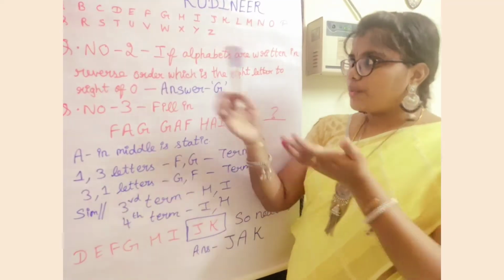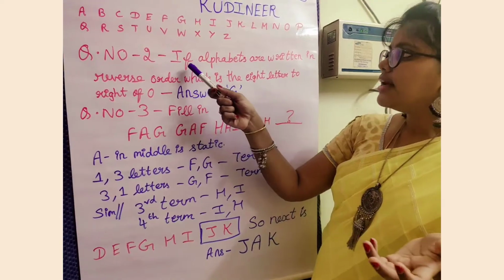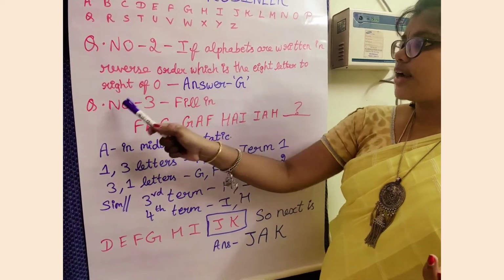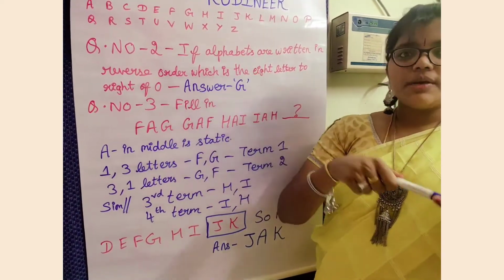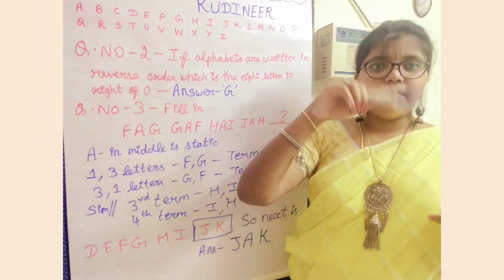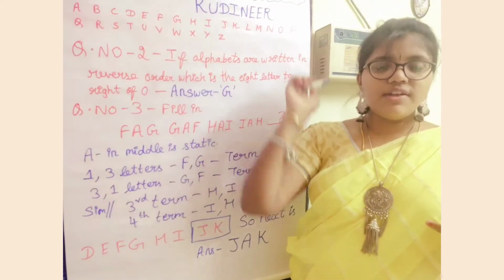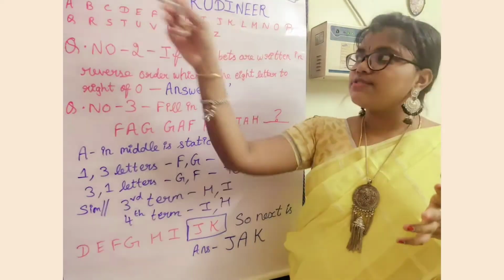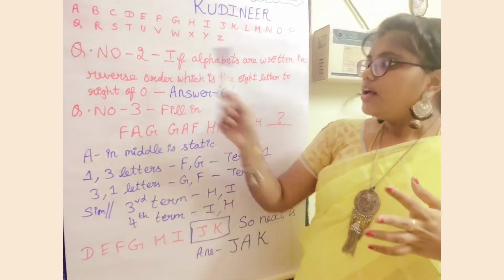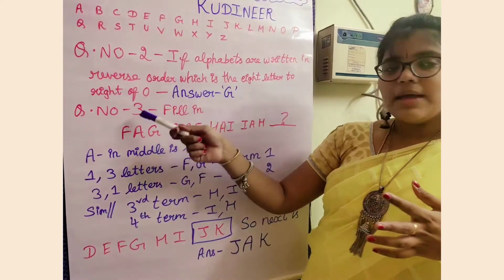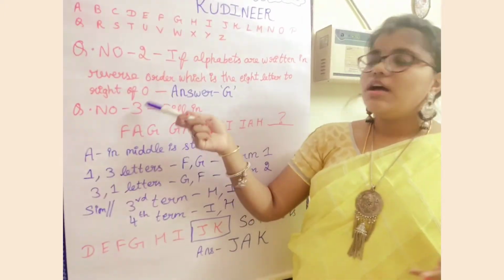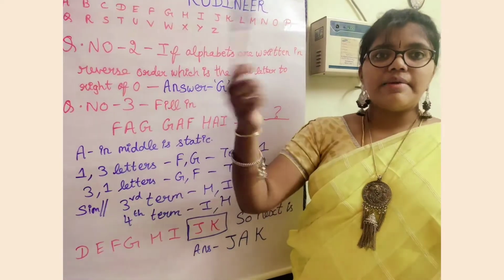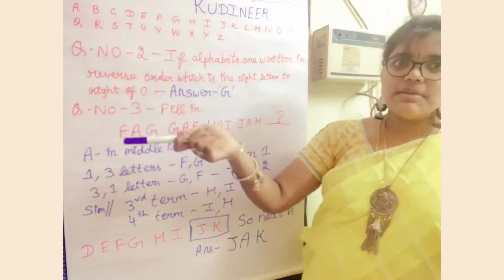Next, coming to question number 2, the question is: if alphabets are written in reverse order, which is the 8th letter to the right of O? For this you have to remember the numbered series, like we have numbered A as 1, B as 2, and similarly till Z as 26. We have to remember that number series from front to last and last to front as well. Remembering that, you will get the answer as G. Many similar questions can also come, like left of Z tell me the 10th letter, left of V tell me the 11th letter, etc.